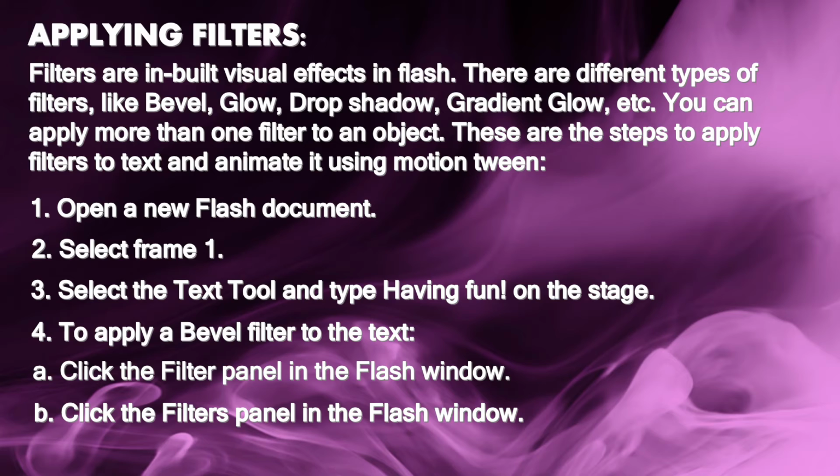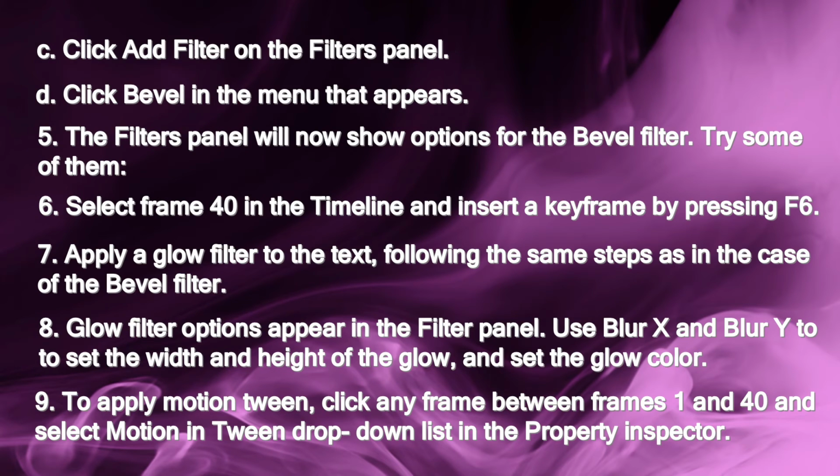Open a new Flash document. Select frame 1. Select the text tool and type "having fun" on the stage. Apply a bevel filter to the text. Select the text box using the selection tool. Click the Filters panel in the Flash window. Click Add Filter on the Filters panel.